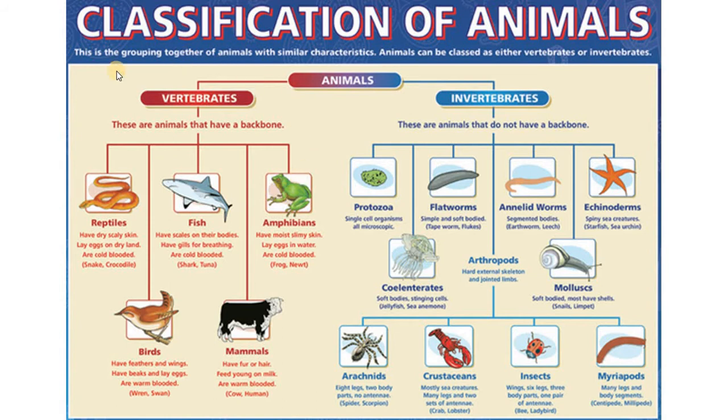In the vertebrate section, animals are further divided into five major groups, which are the reptiles, fish, amphibians, birds, and mammals. Today we'll be looking at invertebrates. These are animals that do not have a backbone.